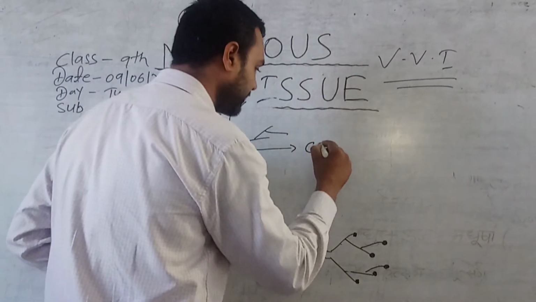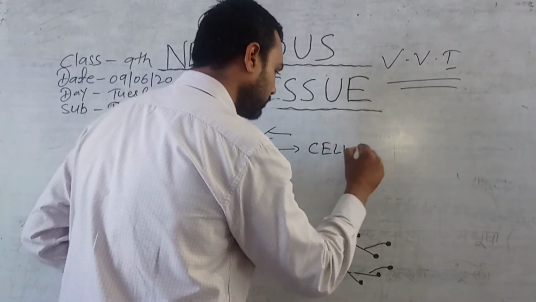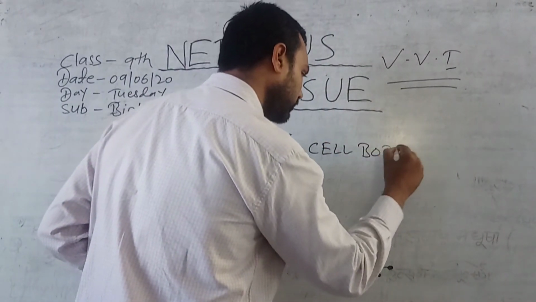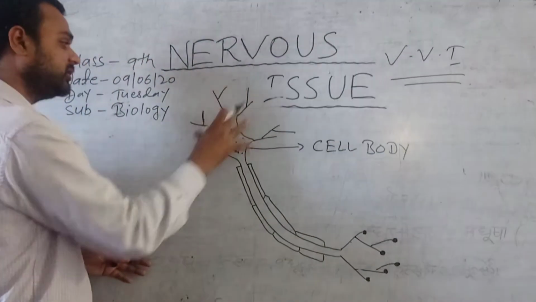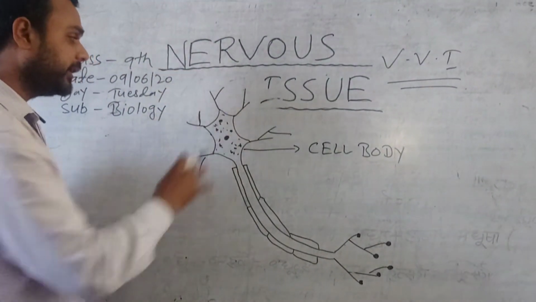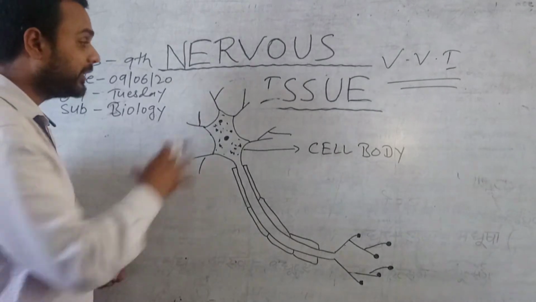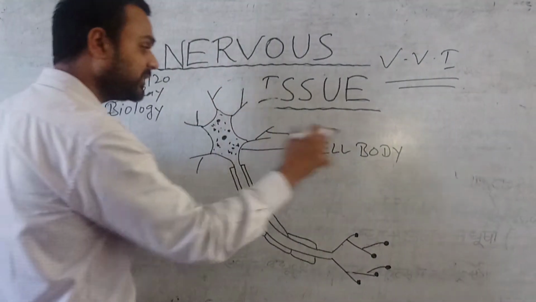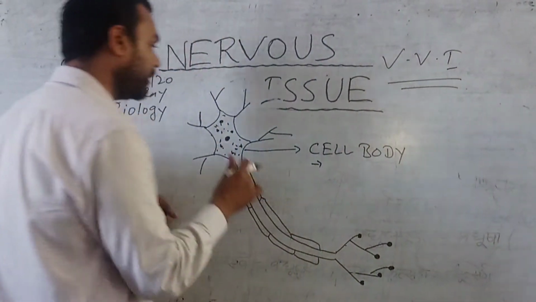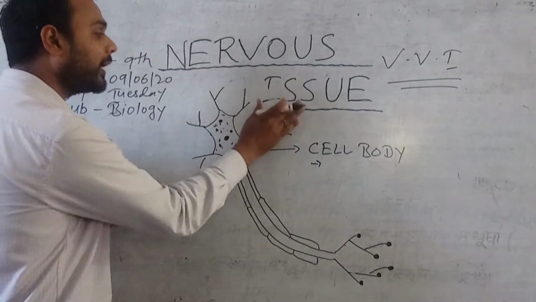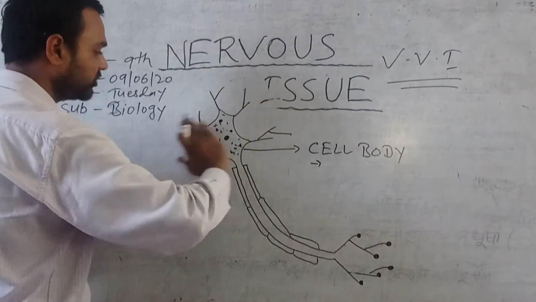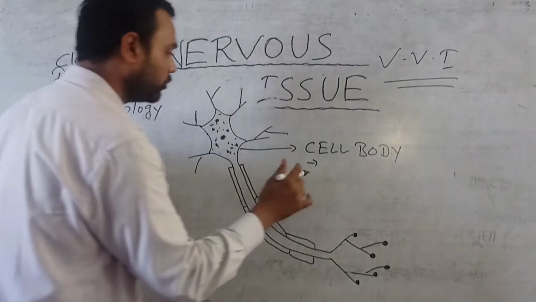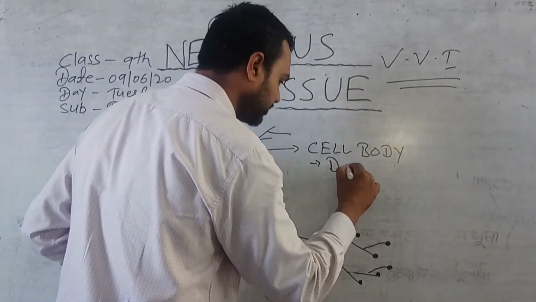This part is known as the cell body. In the cell body, there are many parts. The first part is the fiber-like structure, and that fiber-like structure is known as dendrites.